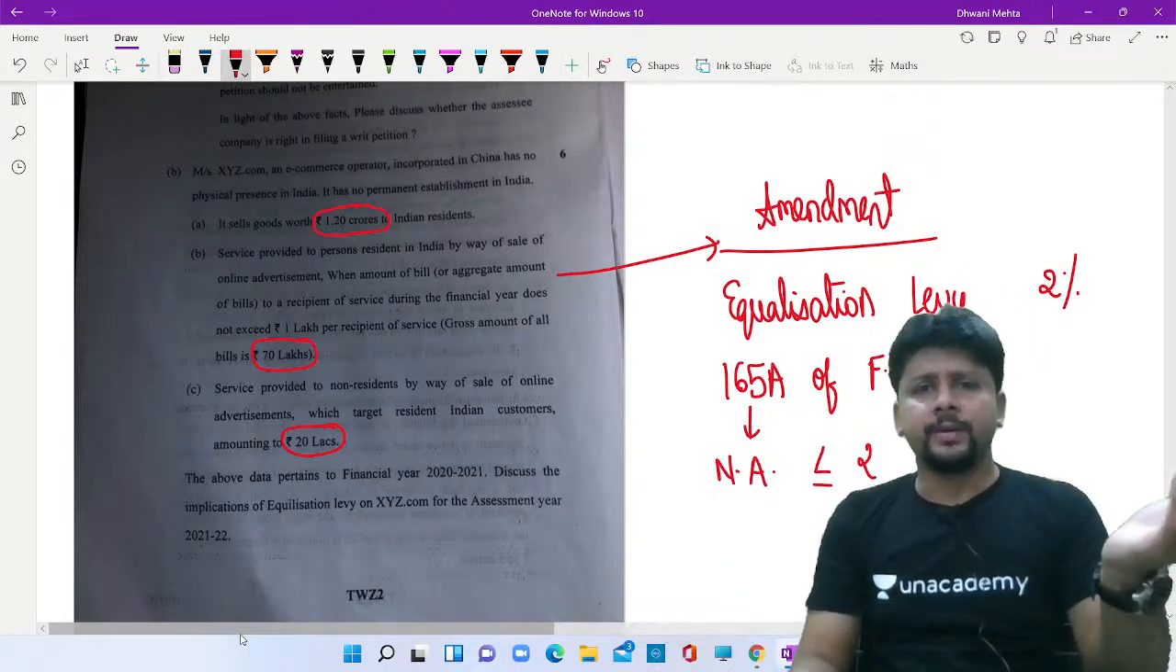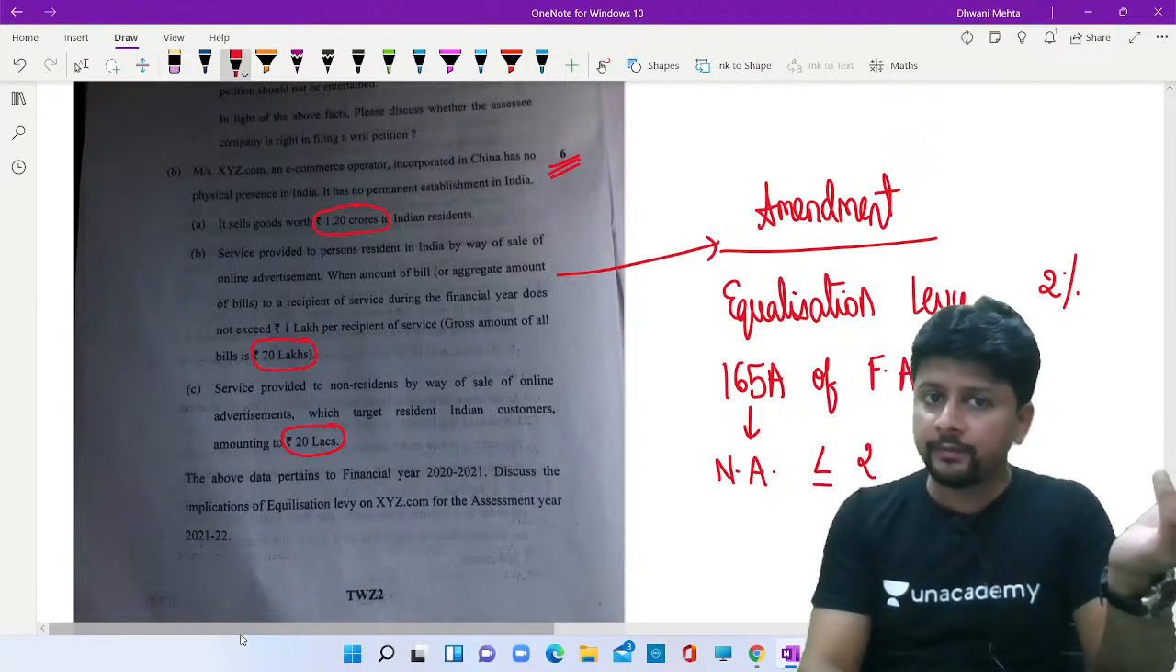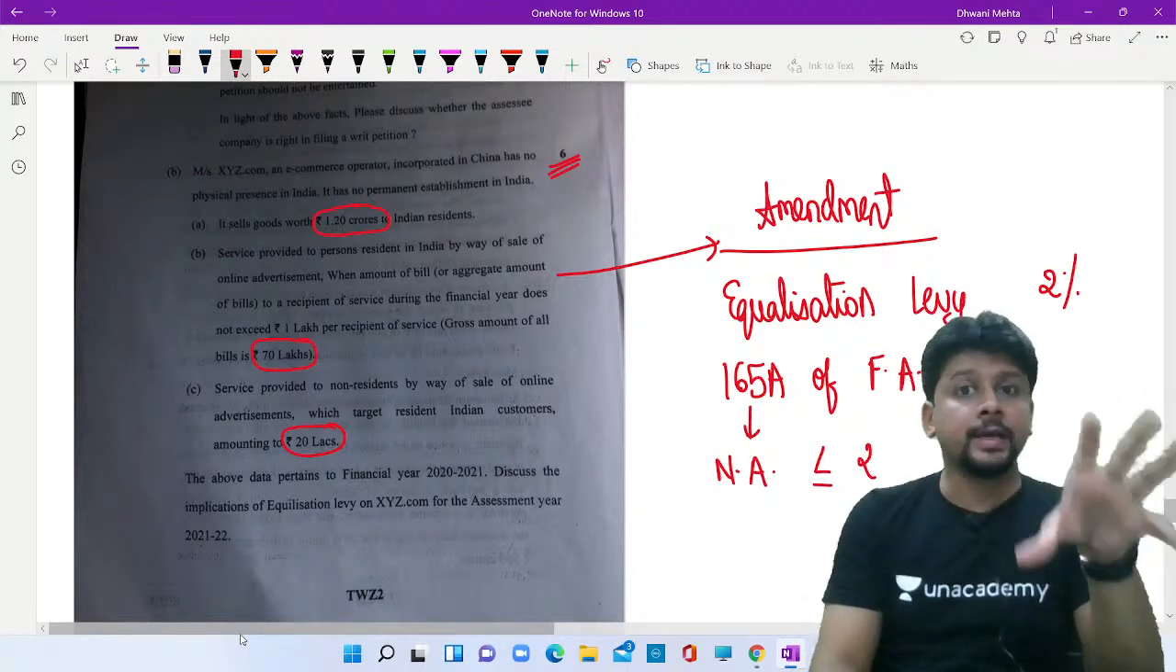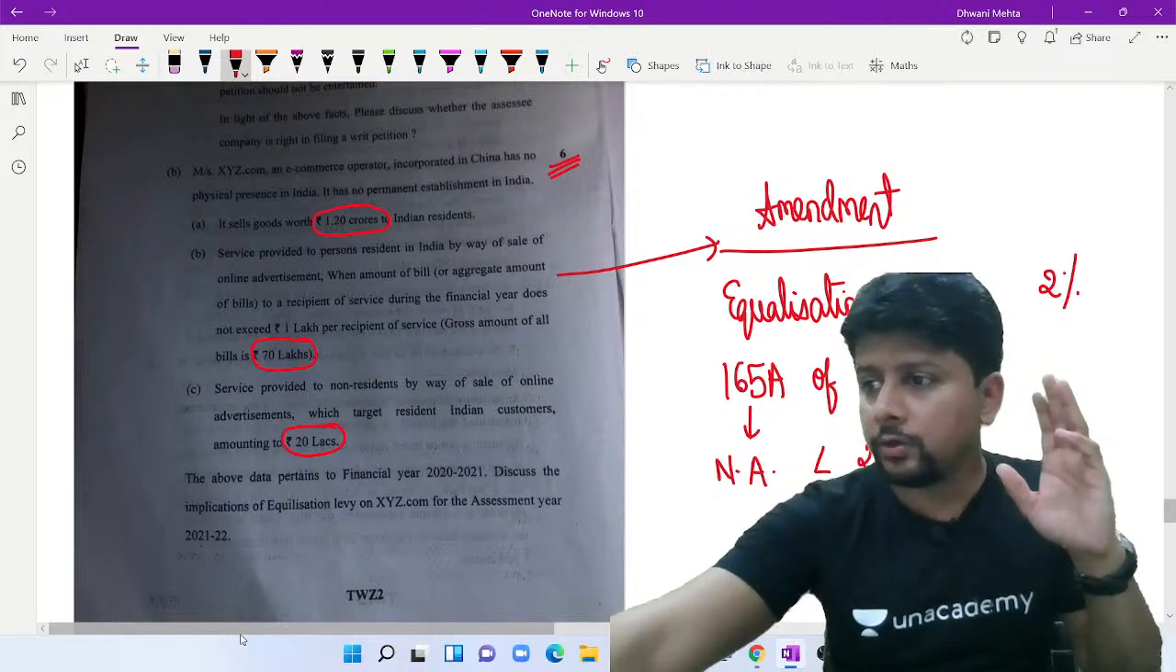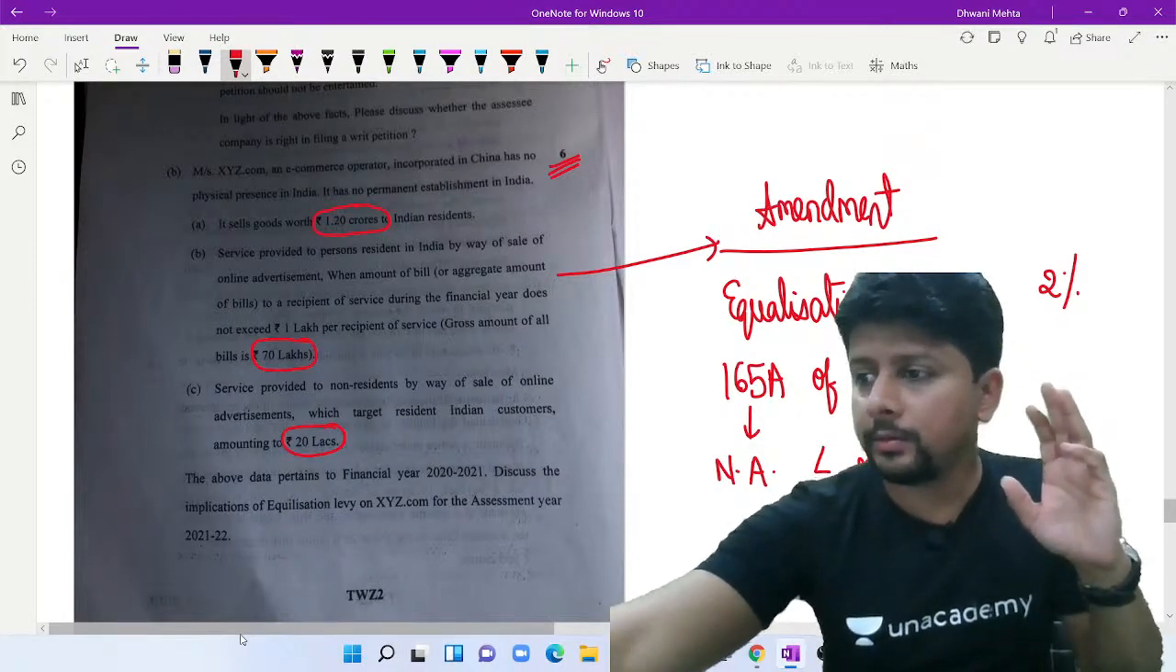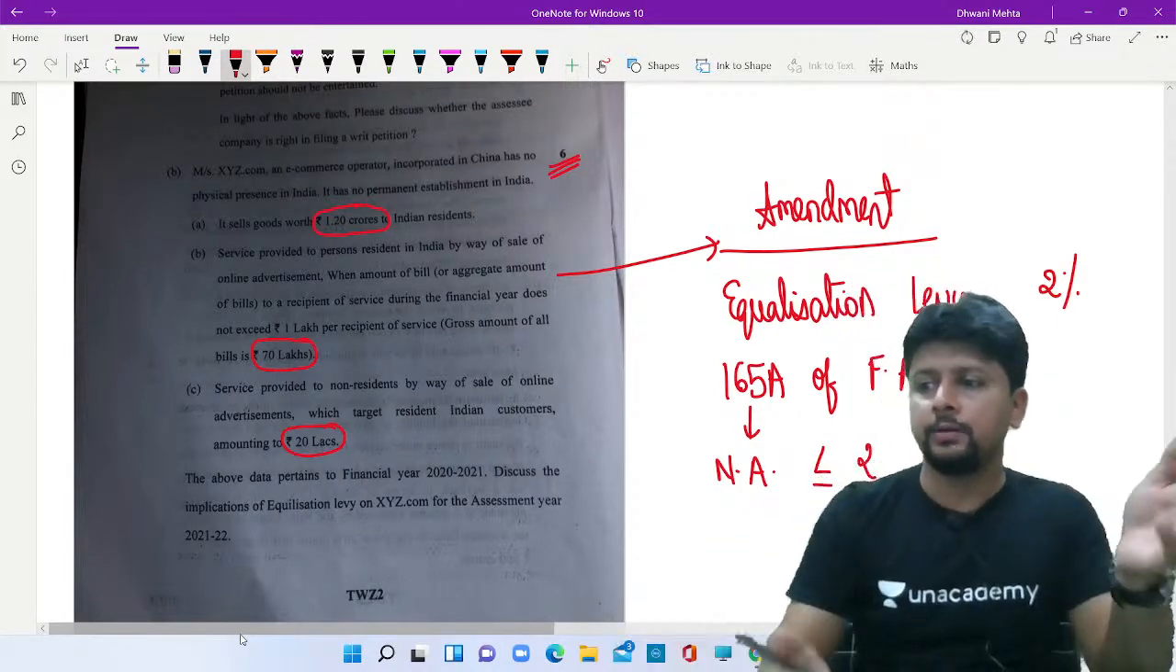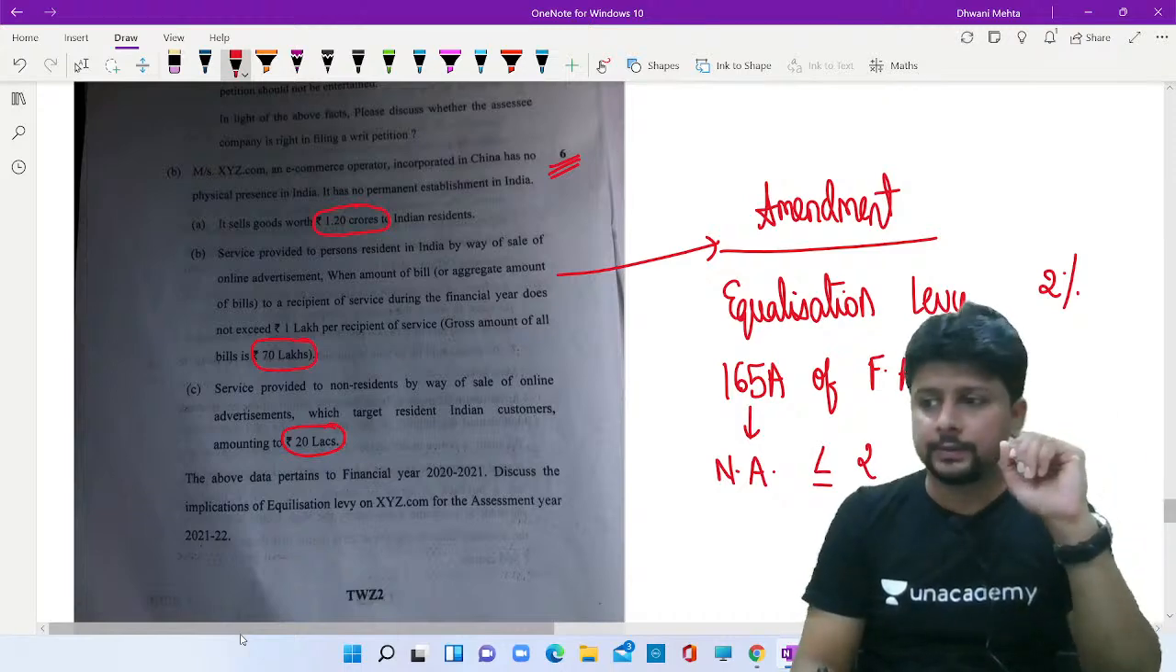So, again, based on amendment, the weightage was, yes, a handsome weightage of 6 marks. But a student had to know, had to be aware about the amendment. Only then it was possible for you to answer this.